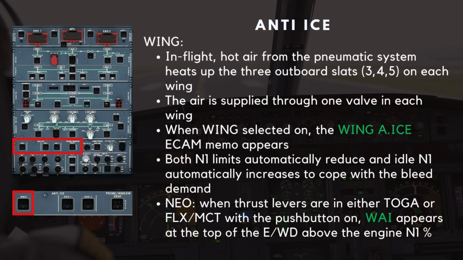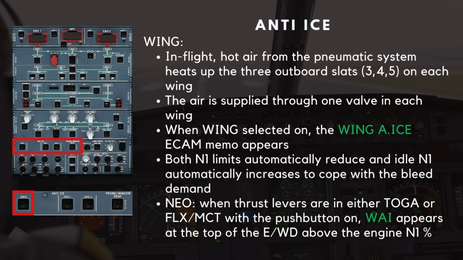In flight, hot air from the pneumatic system heats up the 3 outboard slats, slats 3, 4, and 5 on each wing. The air is supplied through 1 valve in each wing. When the wing anti-ice is selected on, the wing anti-ice ECAM memo appears in green.